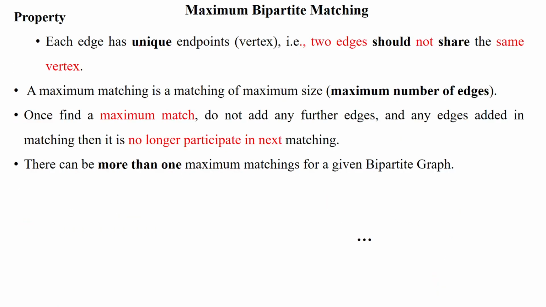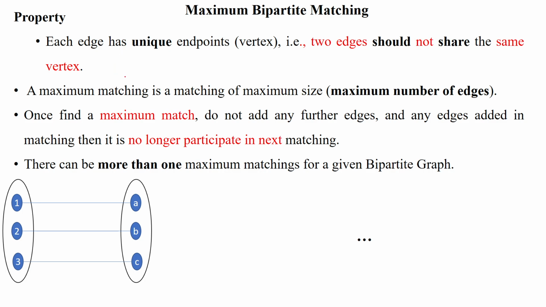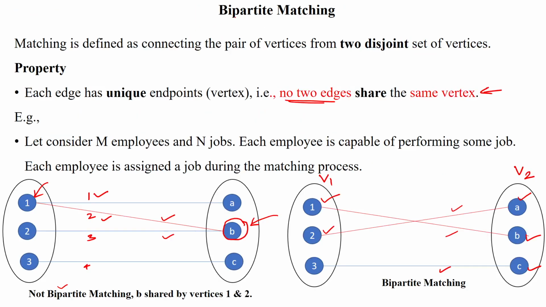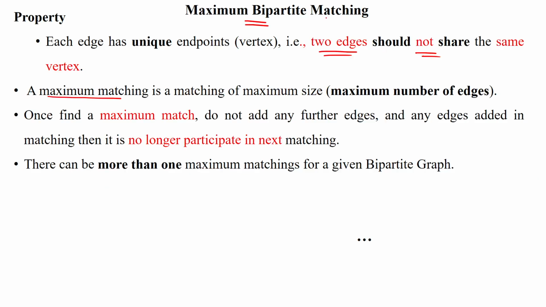Now we will use an example to explain bipartite matching by using the property that two edges should not share the same vertex. Here we have to identify the maximum number of matchings. Previously we have seen matching, right? Now we have to check the possibility of maximum matching by using the bipartite matching concept.